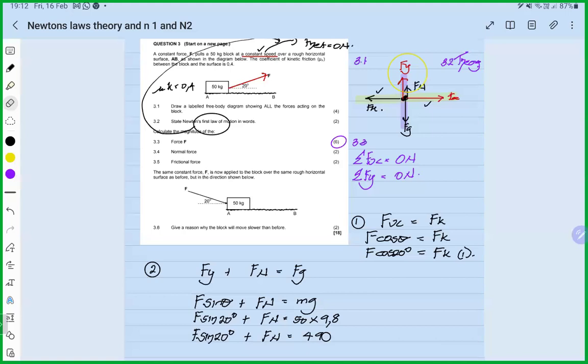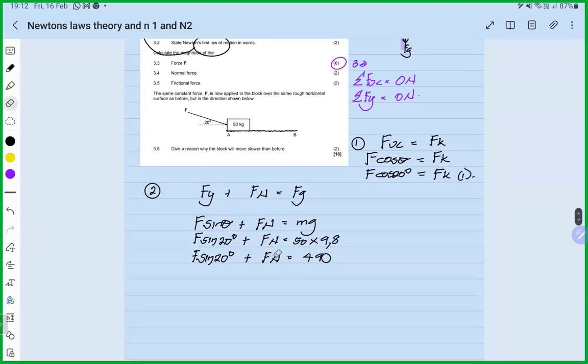Okay, let's go back. Anybody knows what's the most crucial thing you need to do next that will actually allow you to solve for F? Right, let me tell you what it is. You need to make Fn the subject of the formula, the normal force. That's going to be 490 minus F sine 20.